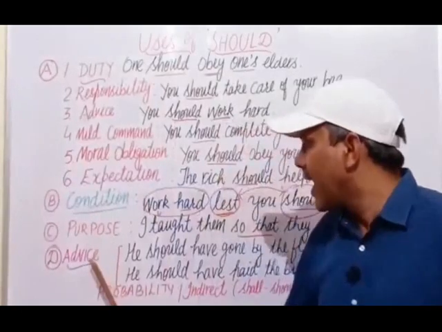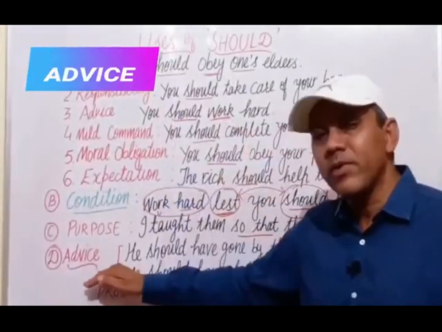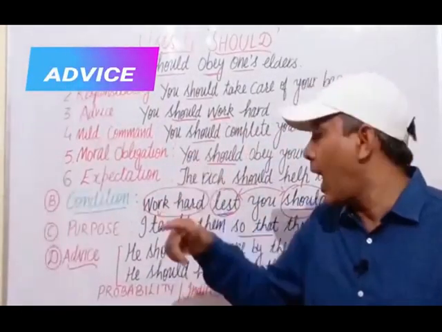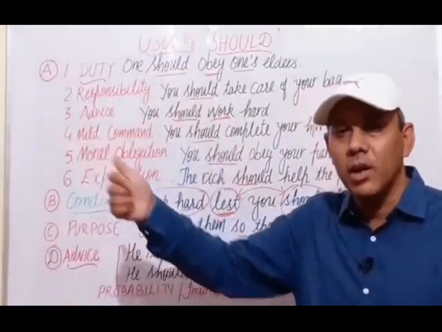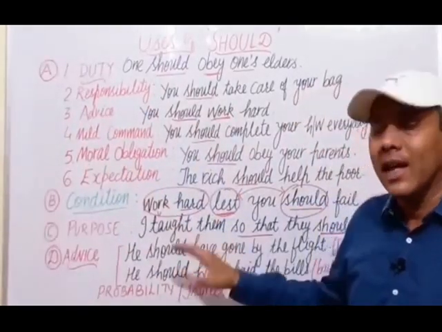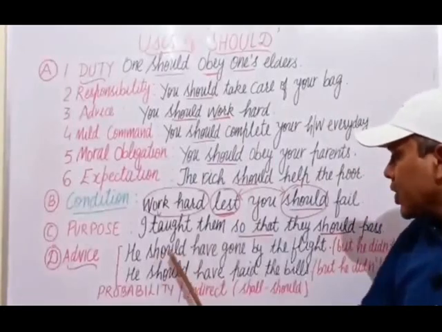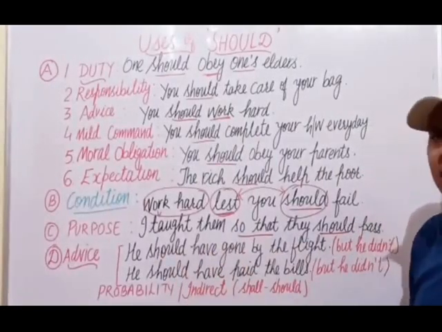And the next is advice. What type of advice? Advice which had to be followed in the past, but you didn't follow. Let us take 2 examples. He should have gone by the flight.